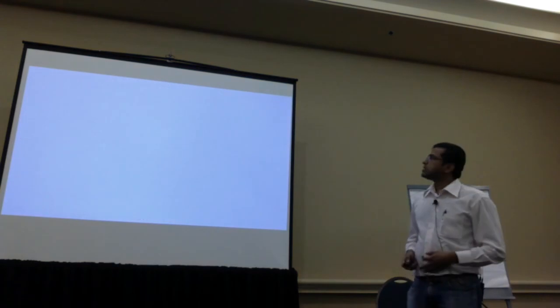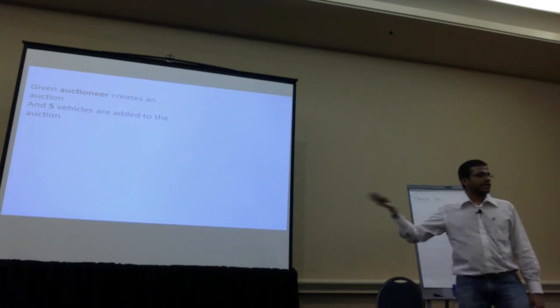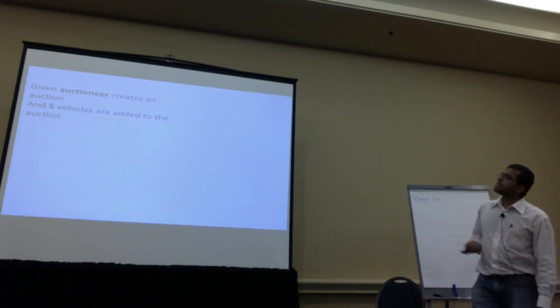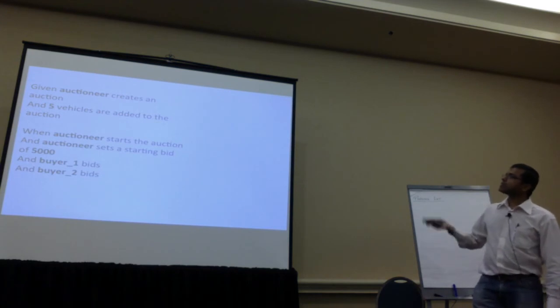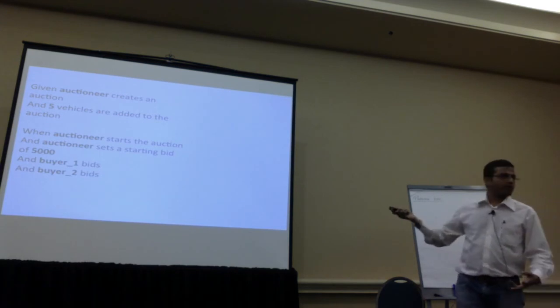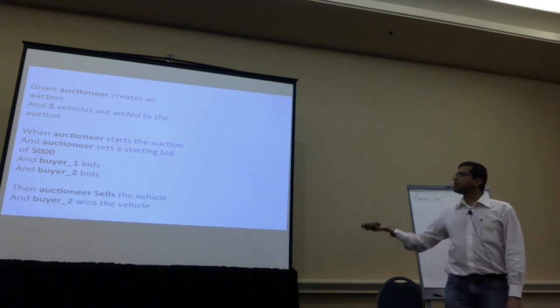And based on this, for my case study, we came up with a scenario like this. Given auctioneer creates an auction, 5 vehicles are added to the auction. When auctioneer starts the auction, sets the starting bid of a particular amount, buyer 1 bids, buyer 2 bids, auctioneer sells the vehicle, buyer 2 wins the vehicle.